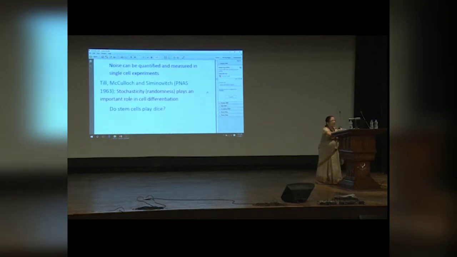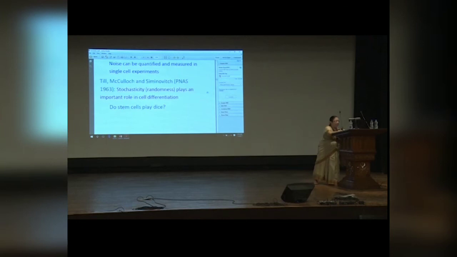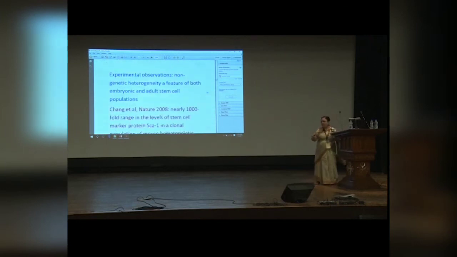And long back there was a pioneering paper in PNAS where they said that stochasticity, randomness, plays an important role in cell differentiation. They were the first to propose that stochasticity has a role in cell differentiation. And then other papers came out with titles like Do Stem Cells Play Dice? So experimental observations: now people can carry out single cell experiments, they can measure the histograms, and they found that non-genetic heterogeneity is a feature of both embryonic and adult stem cell populations.